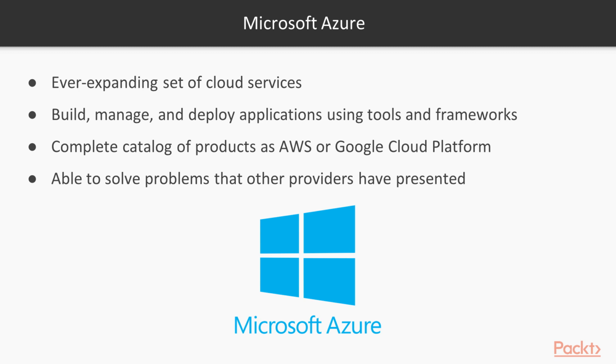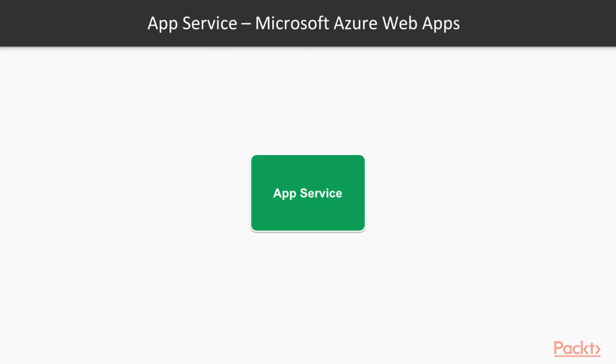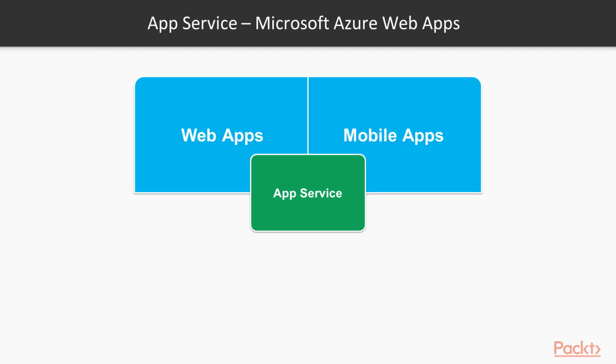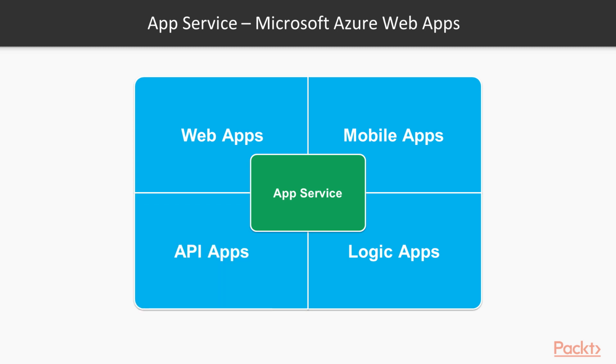Let's take a look at the services Azure offers. First, we see App Service. One of the most popular offerings from Azure, App Service is a platform that can be used to create four kinds of applications: web apps, mobile apps, logic apps, and API apps.